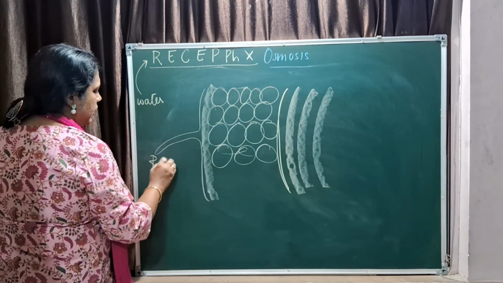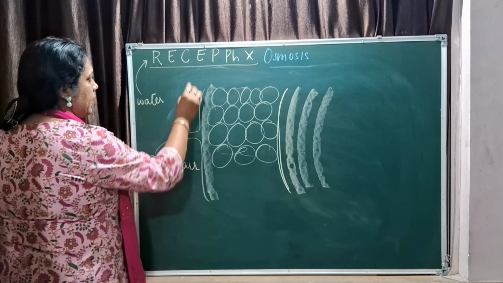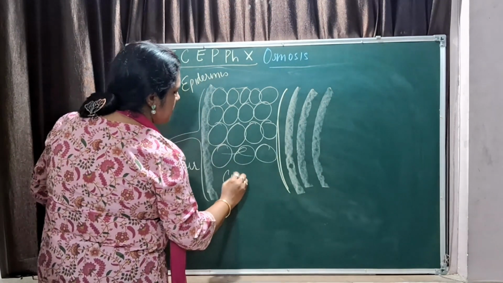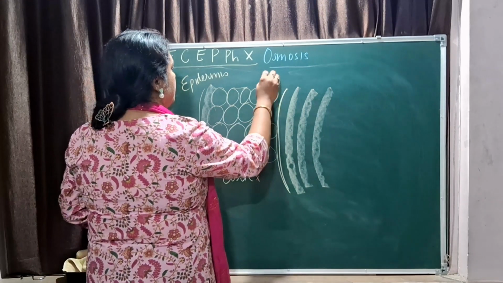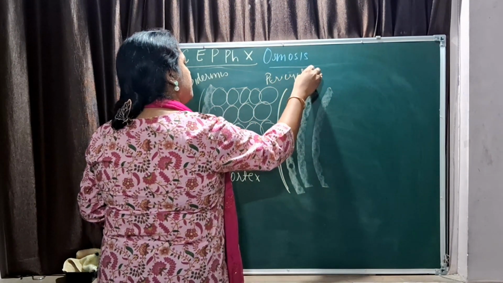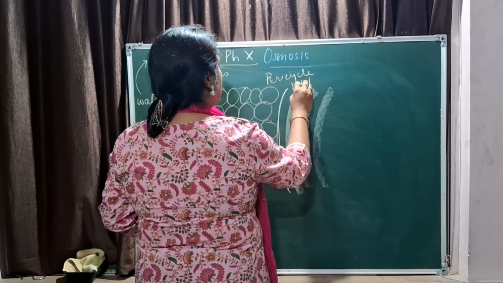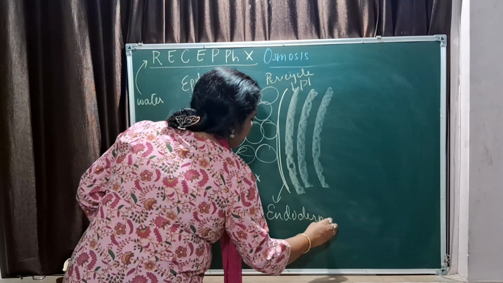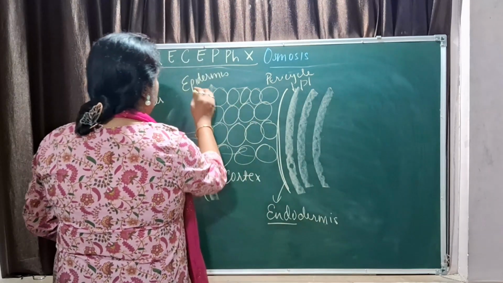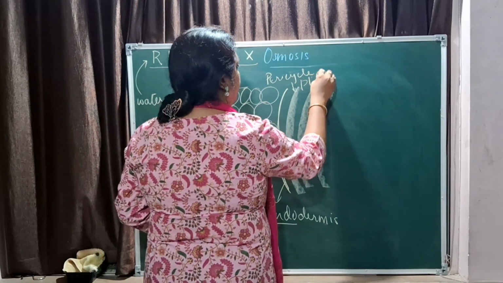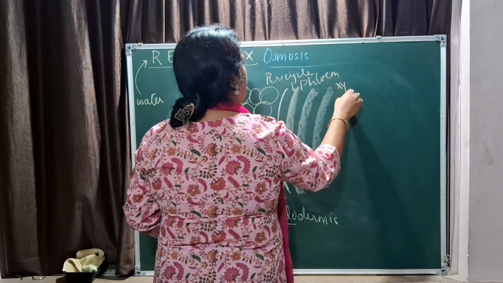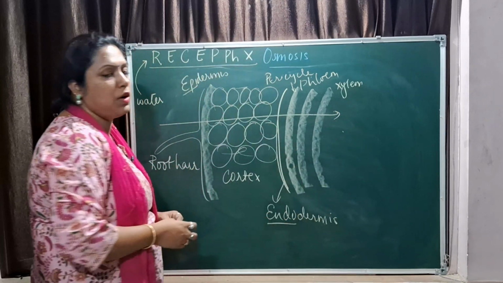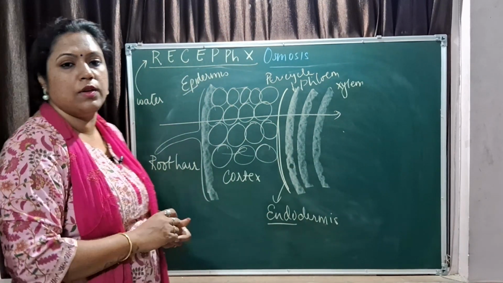You have root hair, epidermis, cortex, then this one is the endodermis, then the pericycle. Endo is inside, epi is outside. Then you have phloem and you have xylem. So this is the order from out to in, how the water enters. Is this clear to everyone?